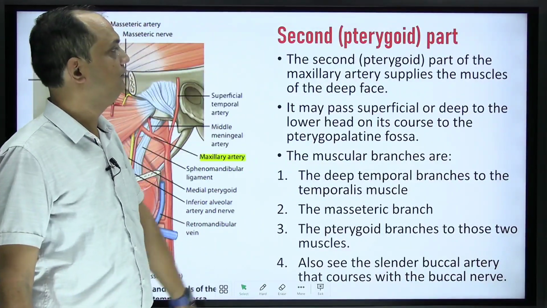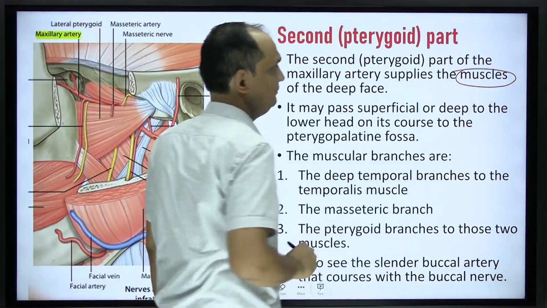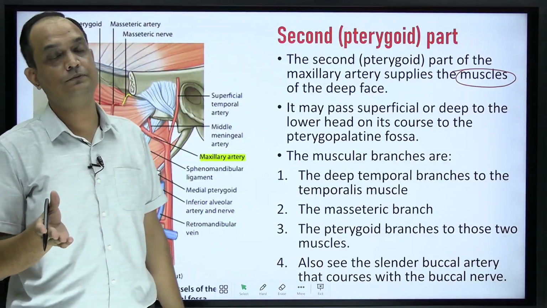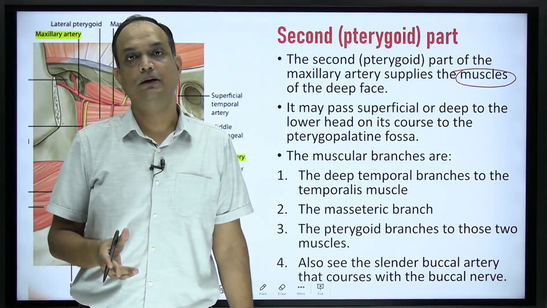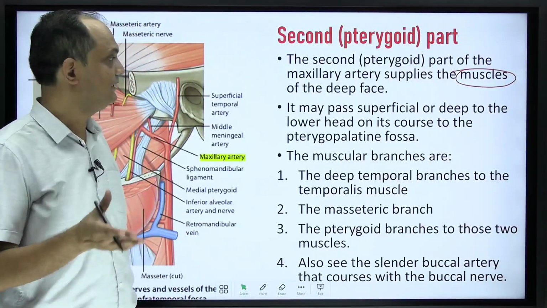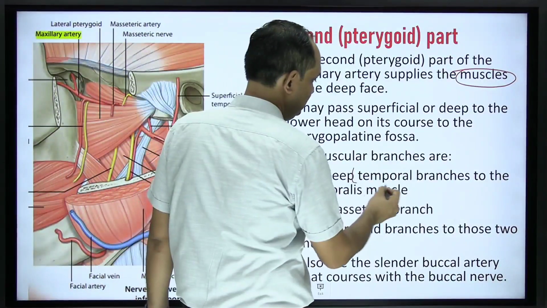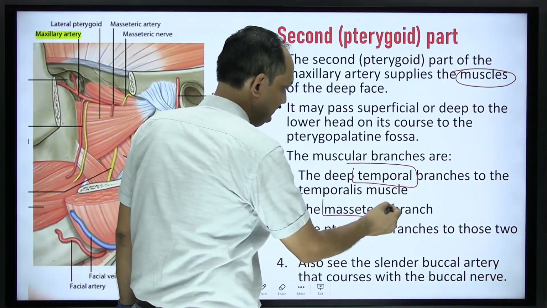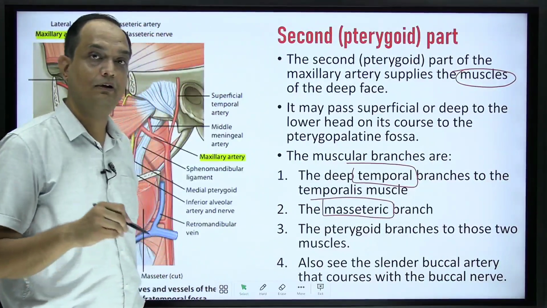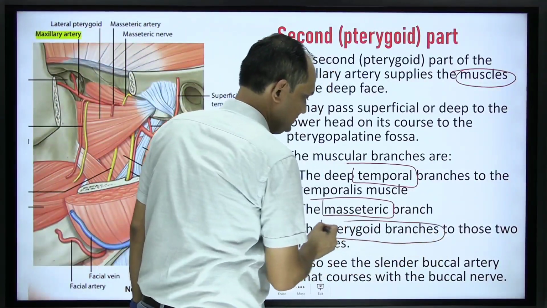The second part of the maxillary artery supplies mainly the muscles. In the initial part of this lecture, I told you that the branches of the first part leave through foramina, but branches of the second part are generally muscular. So which muscles are they going to supply? They will supply the temporalis muscle and the masseter muscle. These branches will supply the medial pterygoid and lateral pterygoid. So they are the pterygoid branches.